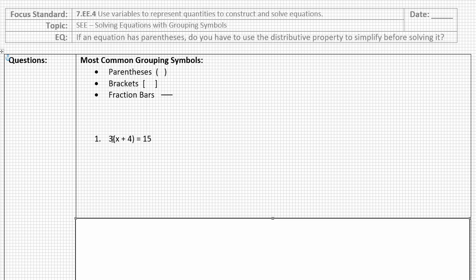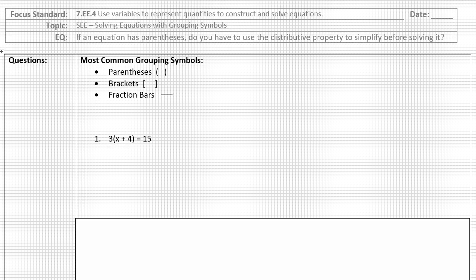Let's think about that. Remember, what is the operation that's hiding right here? This 3. Well, I already alluded to that because we talked about taking this 3 and multiplying it by each term inside of here. So we know that the operation that's hiding right here between the 3 and the grouping symbol of these parentheses is multiplication. Further analyzing this equation, there's nothing else in this expression. It's just 3 and this grouping symbol of x plus 4. So we can actually get rid of this 3 without having to multiply it through and use the distributive property.